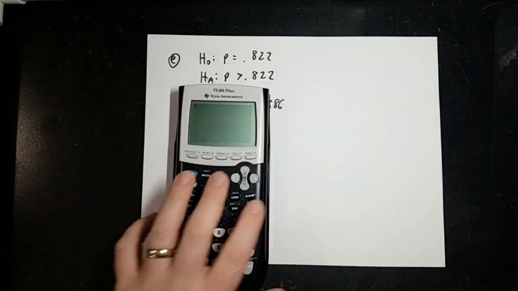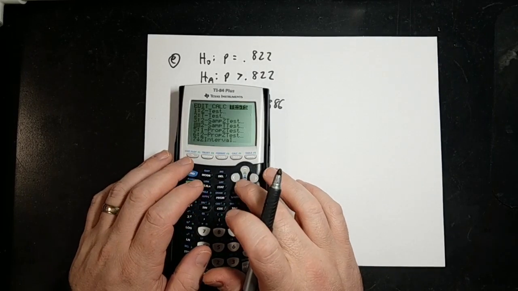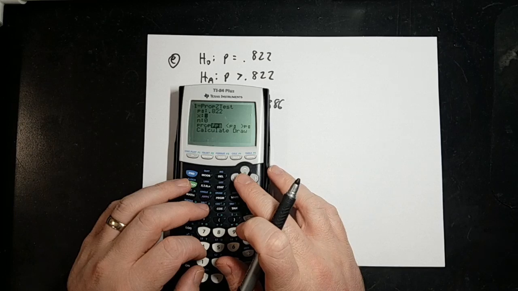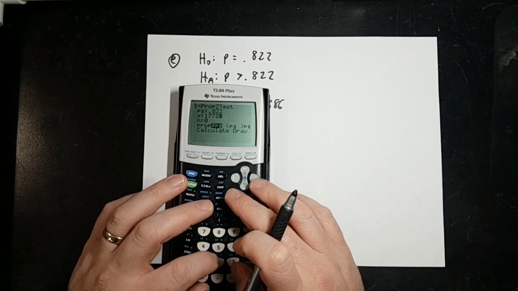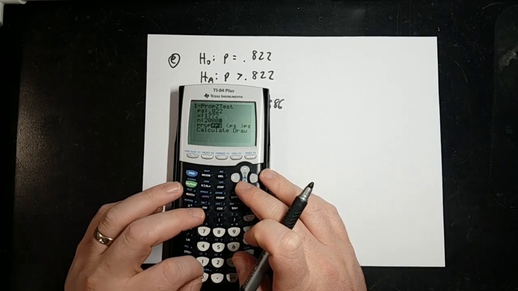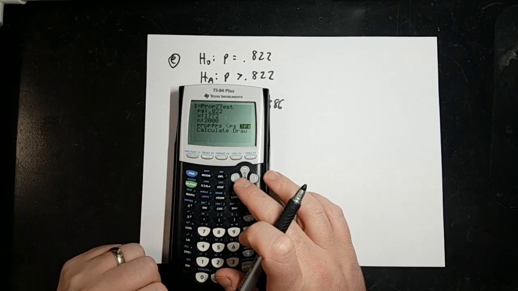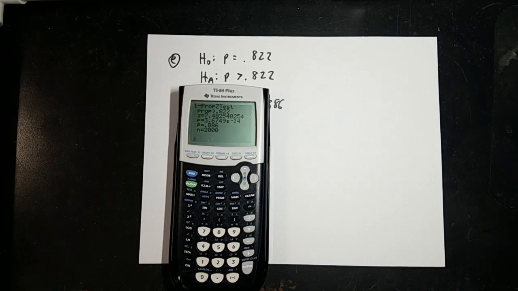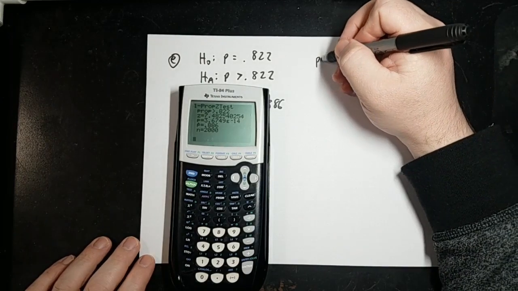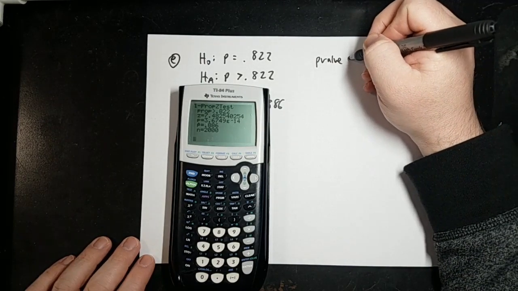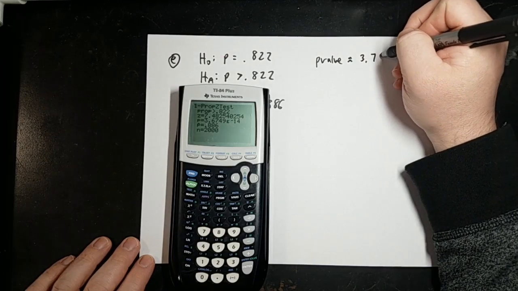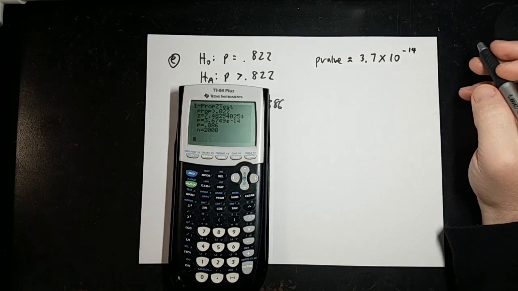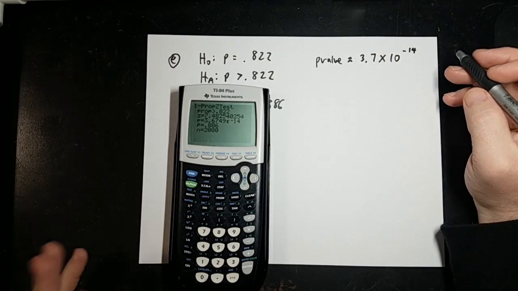I'll show it on the calculator, and then I'll show it by hand. One prop z-test, 0.822, 1772 divided by 2,000, and alternate being greater than. Let's calculate that. You're getting a p-value of 3.7 times 10 to the negative 14th power. That number is essentially 0.